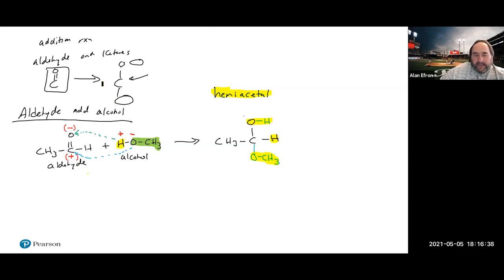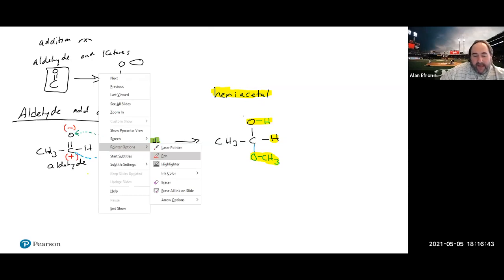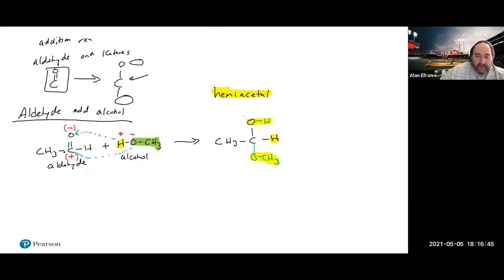Now, in a lot of cases, when we add this alcohol to this aldehyde, we sometimes add not one alcohol, but we actually add two alcohols. So what's going to happen is after we add the first alcohol, we will make this hemiacetal. Then the hemiacetal will react with a second alcohol. So I'm just going to redraw my hemiacetal here.